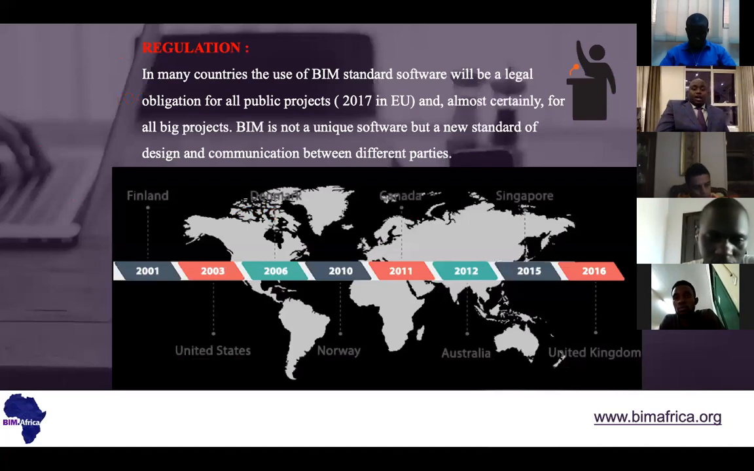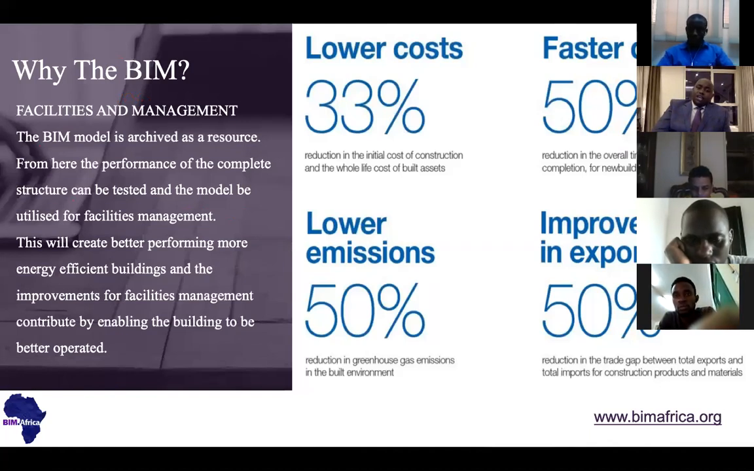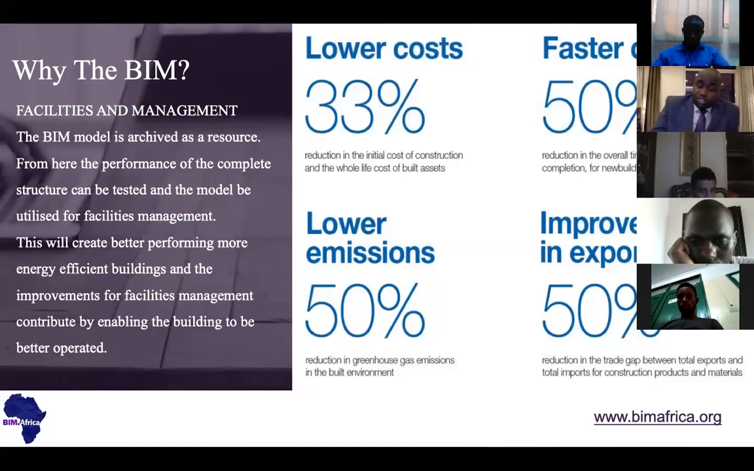So why use BIM? Why the need for BIM? Already, the facility BIM model is achieved as a resource. From here, the performance of the complete structure can be tested. You can see on the right side the vision that the UK wanted to achieve in 2016: to lower the cost of their buildings by 33%, faster delivery by 50%, and other things. Part of the main strategy to achieve this is through smart construction, where BIM is central to achieving all these goals. Those are clear reasons why BIM is very important, because those are places where they have tested it and were able to achieve those kinds of visions.